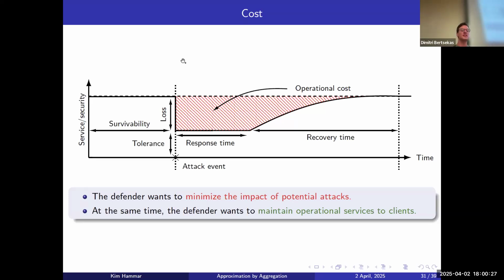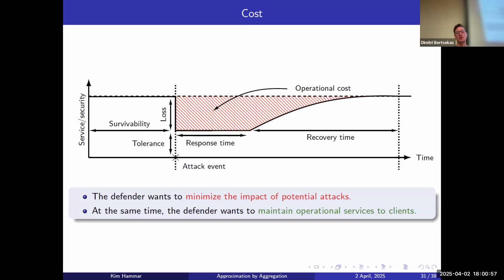And at some unknown point in time, indicated by the left dotted line, an attack event may occur. And when that happens, we would like that the system maintains some acceptable level of performance and as quickly as possible recovers to normal performance again. And this can then be encoded in a cost function that we would like to minimize. So that is our cost function in the POMDP.